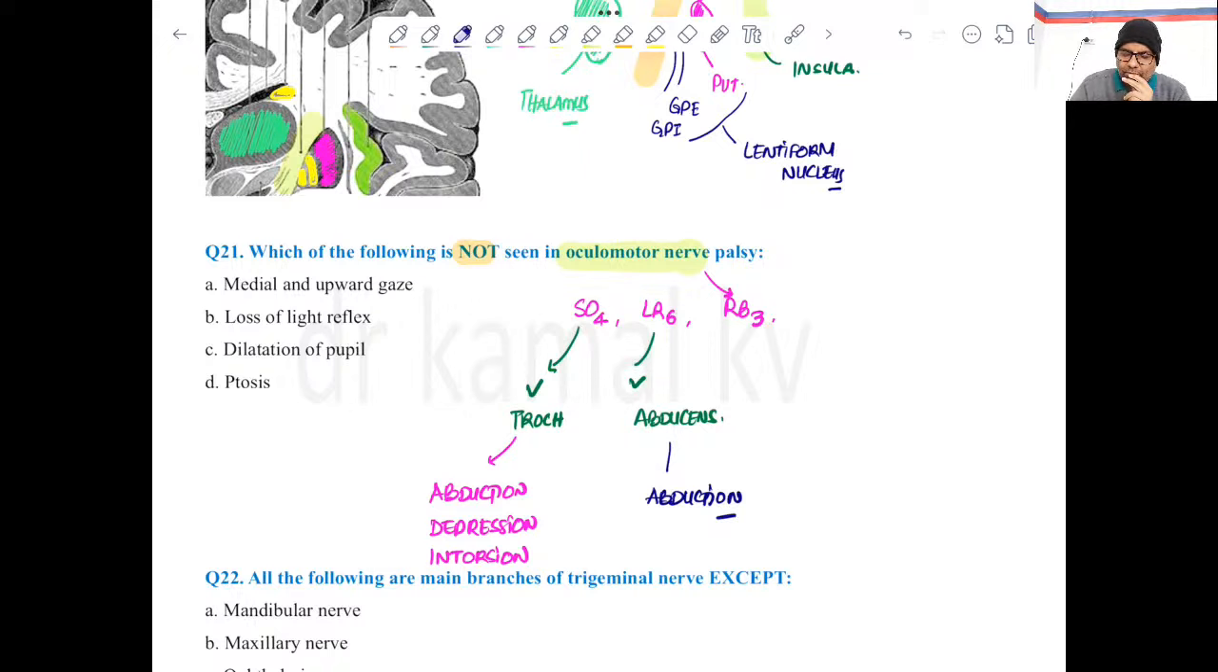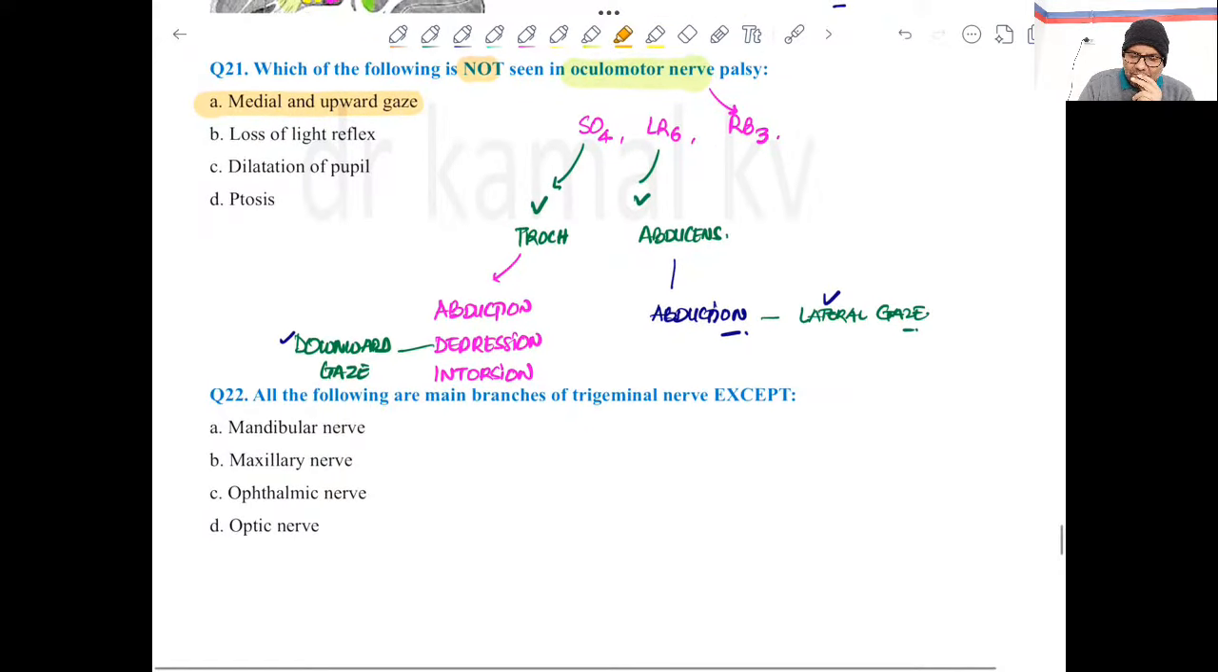So the patient will, abduction is actually lateral gaze. Clear? And depression is downward gaze. So the patient will have downward gaze and lateral gaze. It means the patient will not be having medial and upward gaze. Clear? So that is one easy way of getting to the answer, because this is carried out by muscles which are supplied by the third cranial nerve.